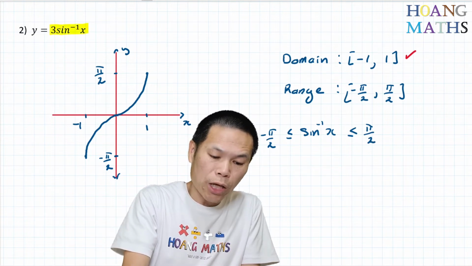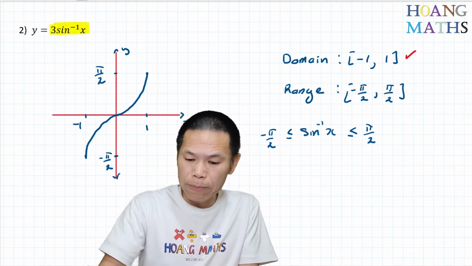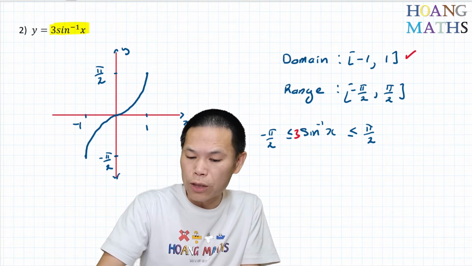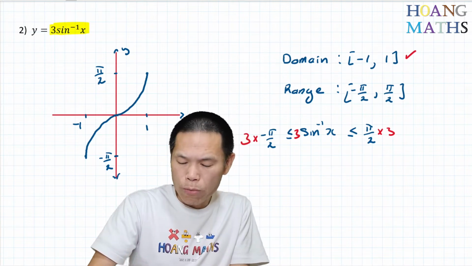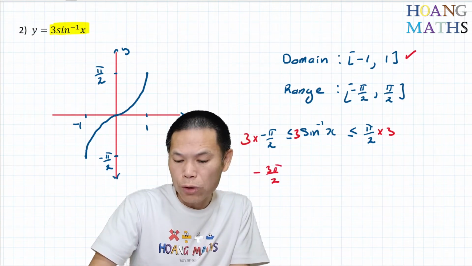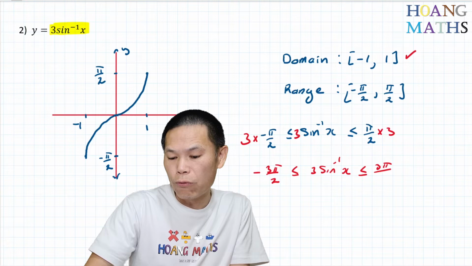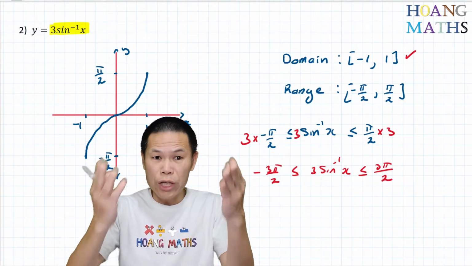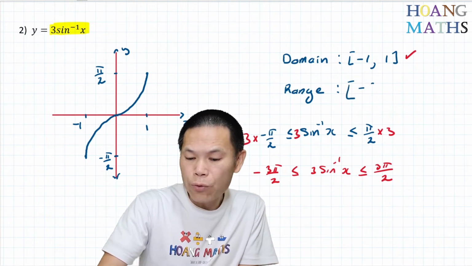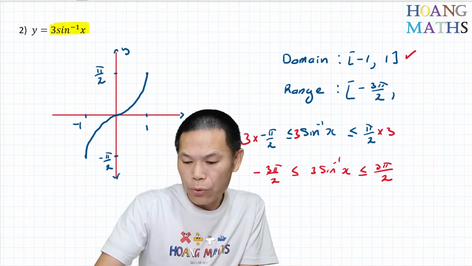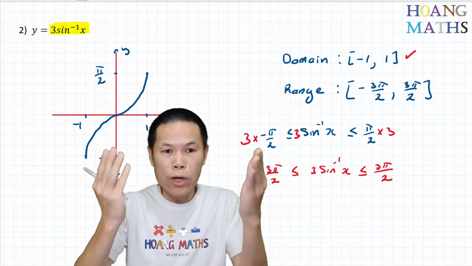But then this time we need to sketch 3 sine inverse of x. So that means the range is actually 3 times that. So therefore this must be times by 3, because we times 3 here. So therefore the range of this is negative 3 pi over 2 and 3 pi over 2. So the range is actually 3 times that. So let me just rewrite. So the range for this is negative 3 pi over 2 and 3 pi over 2. That is the range for y is equal to 3 sine inverse of x.